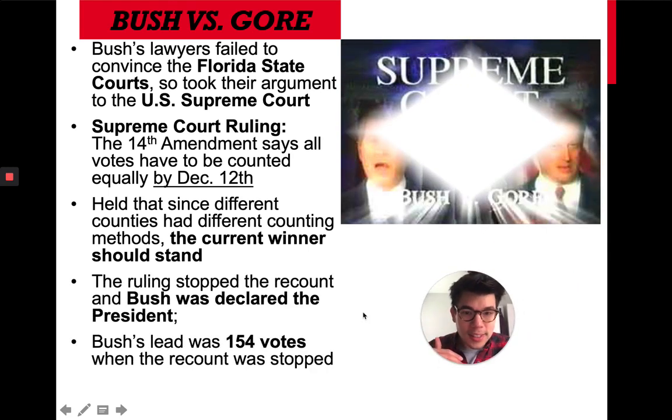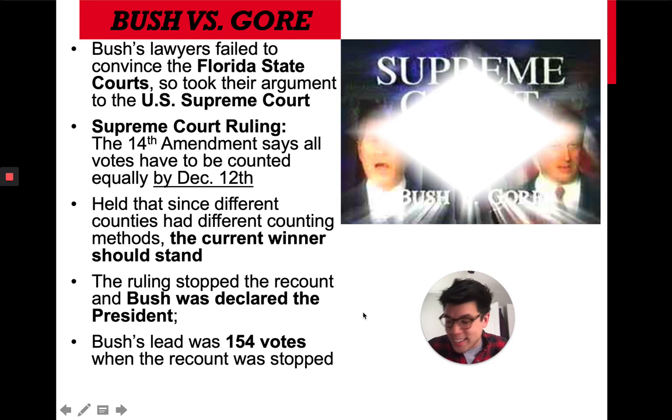So is it going to keep going? Oh, this is where it stops. So the current ruling should stand, and therefore Bush was declared the president by the Supreme Court. The Supreme Court said, this is where it stops. And interesting to note, so the Supreme Court said, stop the recount. When Florida stopped the recount, Bush's lead over Al Gore was only 154 votes. 154! That's like, I don't know, that's like a street of neighbors voting, right?